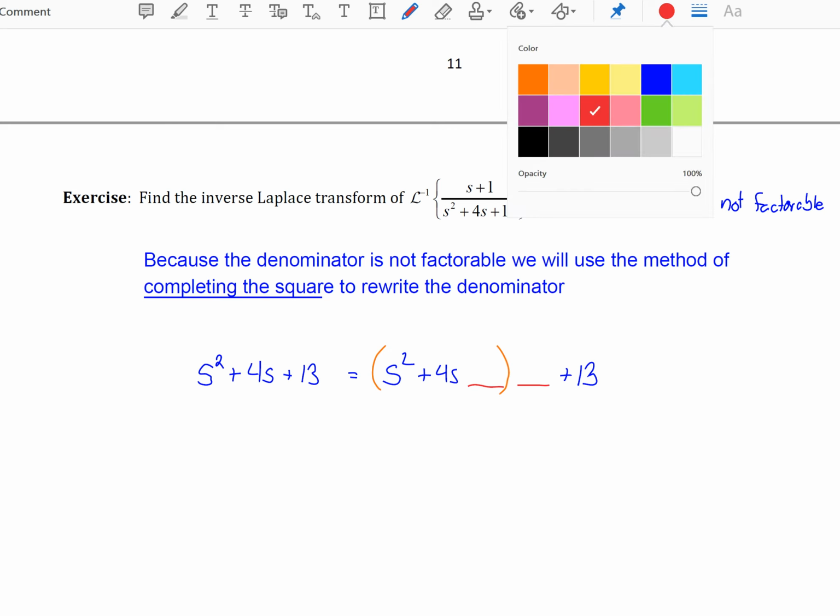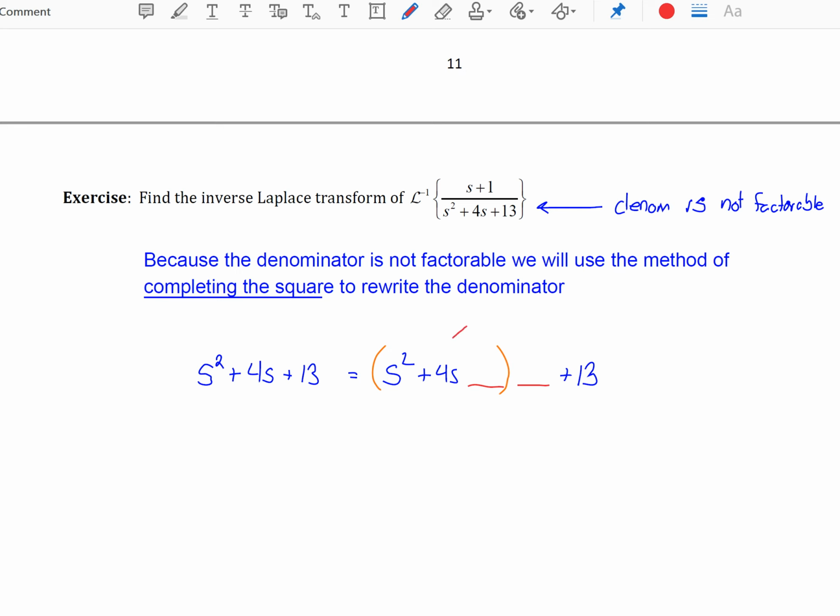And you want to remember, the number that you add and subtract is always 1/2 of this b term squared. It's always half of this term squared. So take half of 4, which is 2, square it to get 4. So you'll add 4 and then subtract 4.